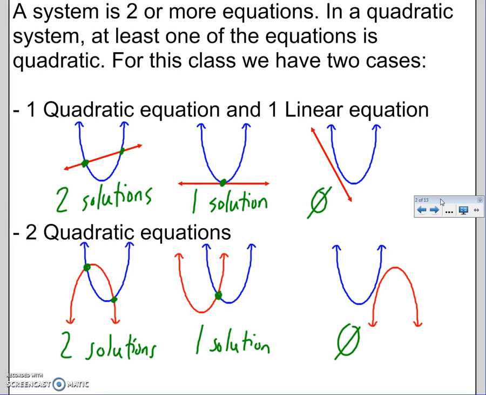All right, but our job is to find out if they cross, and if they do, where. And a solution, remember, is where they're both the same, they're equal. So basically we have to set the equations equal to each other and solve.